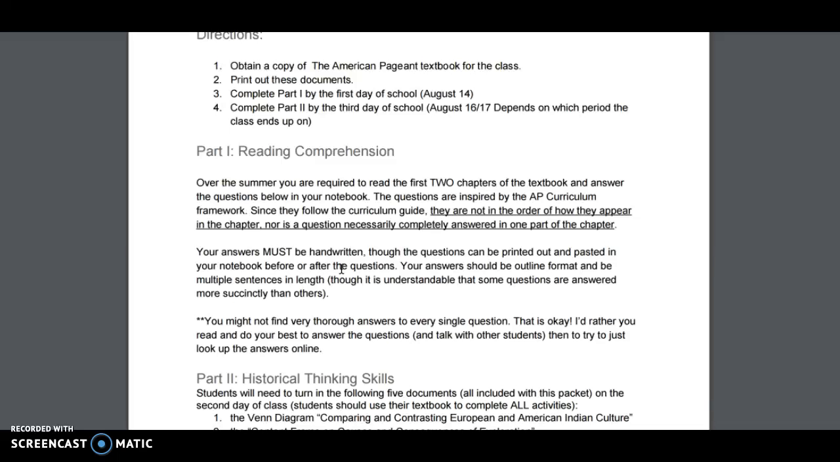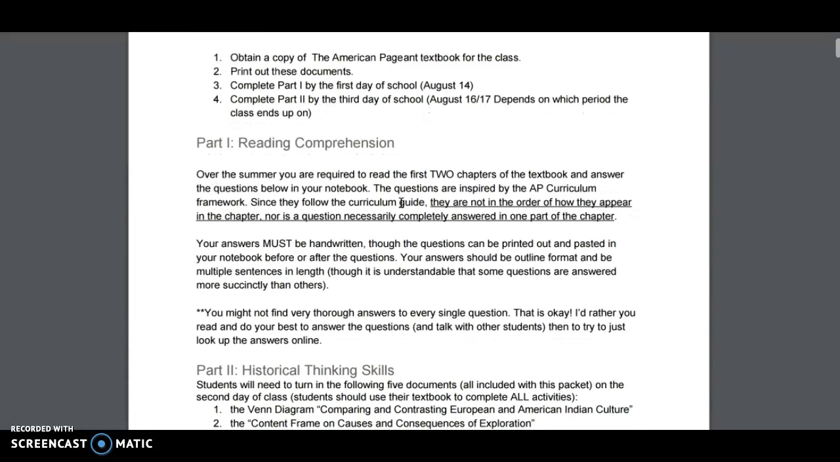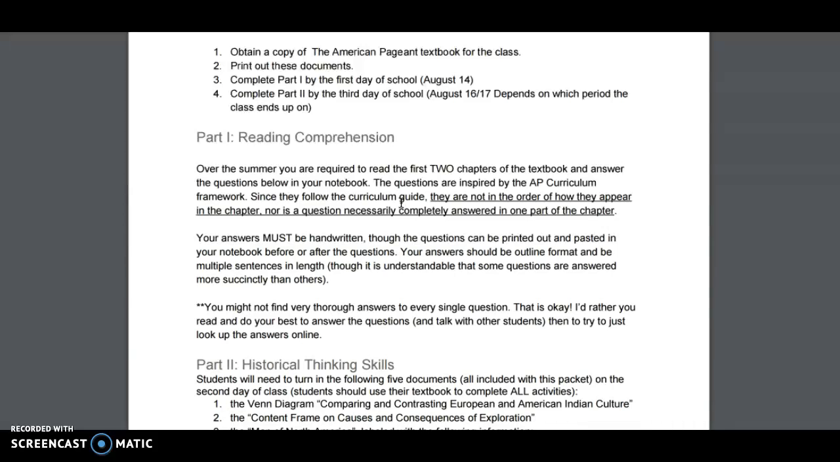So the first part is just reading the first two chapters of the textbook and using the questions that appear in the following pages as guided reading notes. I formed the questions from the AP curriculum, so they're not perfect. They don't fit our textbook perfectly, but they're as good as we're gonna get.